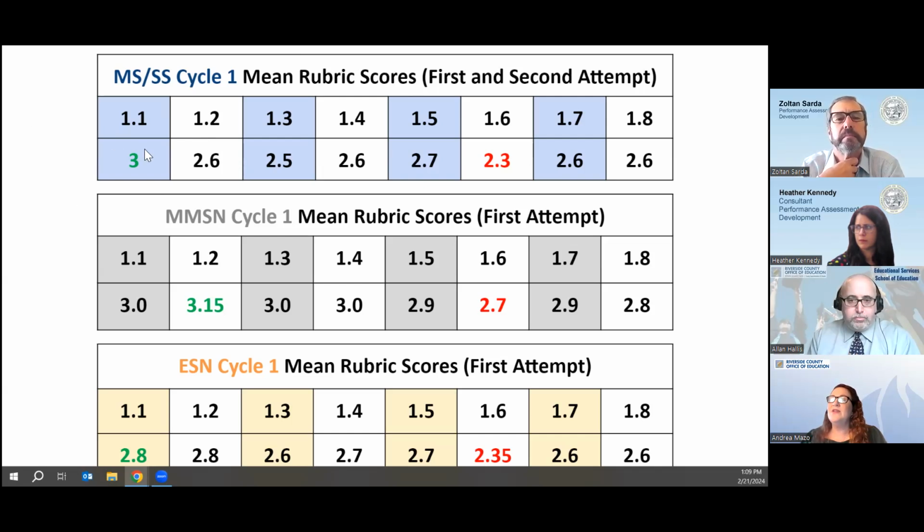What you're seeing right here is the average for the first rubric, and these are Alan's rubrics that he's doing in cycle 1. These are our averages, and this is what we're seeing with our candidates. The averages are going okay. We might have a little bit of a concern with rubric 1.6 in the MMSN, same 1.6 in the ESN. That's something for us to consider as programs, a rubric that we might need to look at a little further with our candidates going through the program. Just looking at the data here, that seems to be an area of concern for all three across the board.